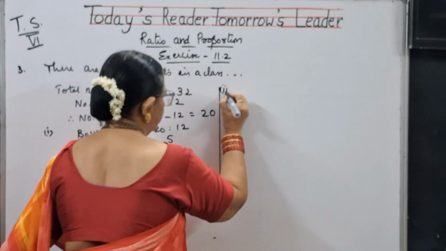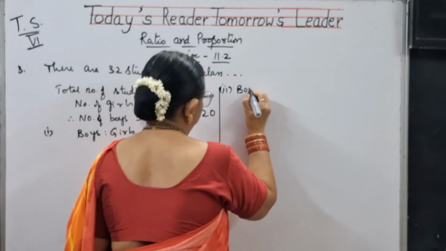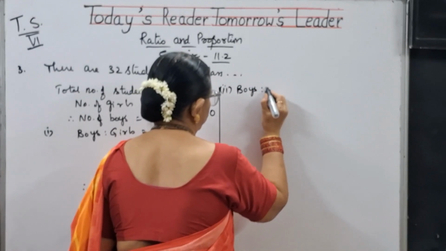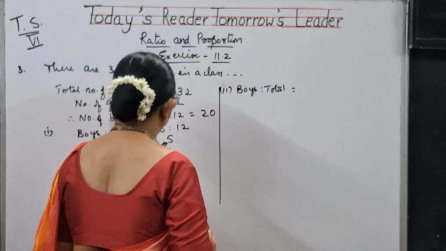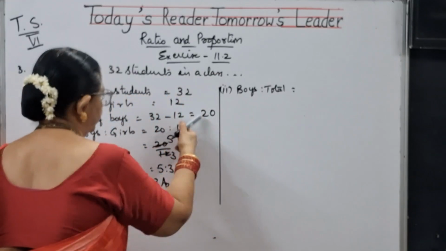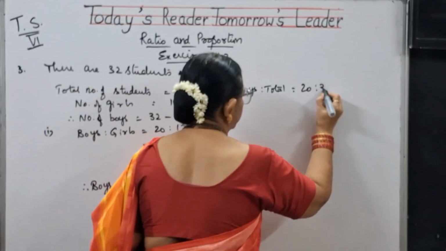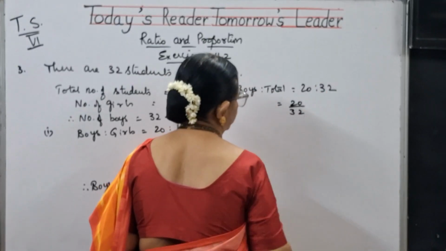What is the second bit? Second bit is ratio of boys is to total. Boys is to total. Boys, how much we have got, children? Boys 20. Is to what is the total? 32. So 20 by 32.